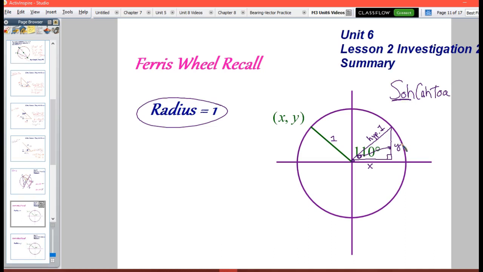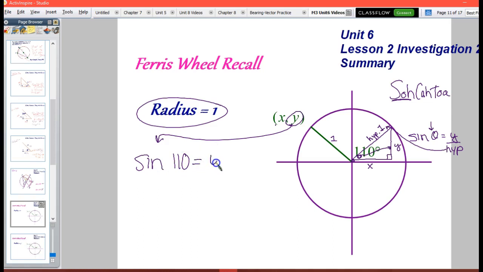So you should have seen the pattern by now that if you want to find the y value for any angle, you're going to do sine of that angle equals y over your hypotenuse. Well, in this case, our hypotenuse is 1. Right now we're dealing with 110, but in the past you've done other angles like 30 and 70. So you fill in the angle you know. For us, to find our y value, we would say sine of 110 equals the y value over our hypotenuse of 1. And make sure your calculator is in degree mode.